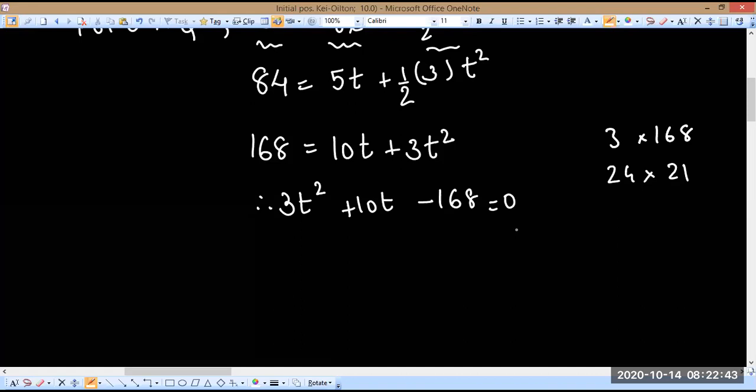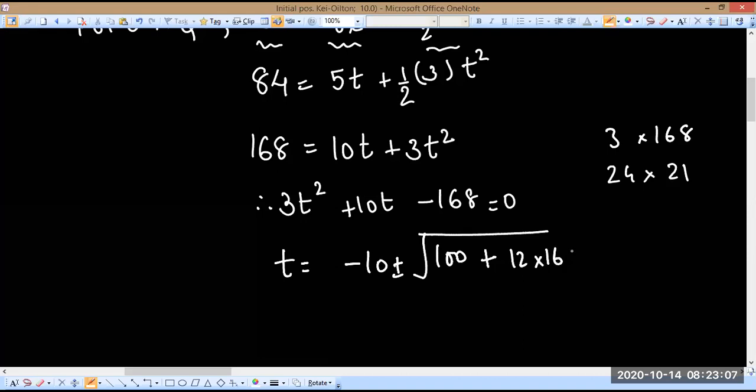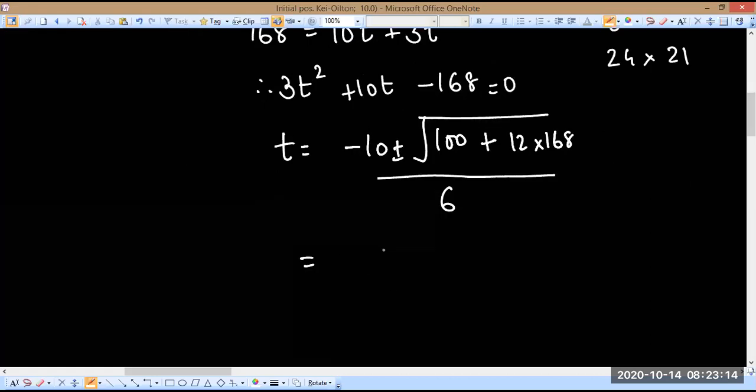If you can't find the factors, then all you have to do is the quadratic formula. Agree, do it with the discriminant method. If factors are not found, you can do it like this, right? So I'm just going to do that very quickly here. We have t will be equal to minus 10 plus or minus root b square minus 4ac, that is 12 into 168. Oh, this is very big. Factors were better than this.